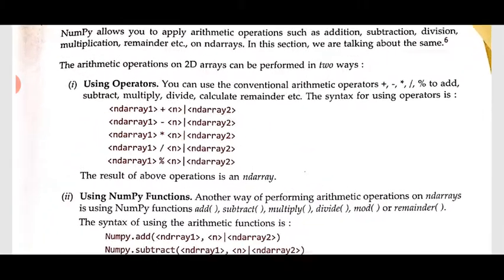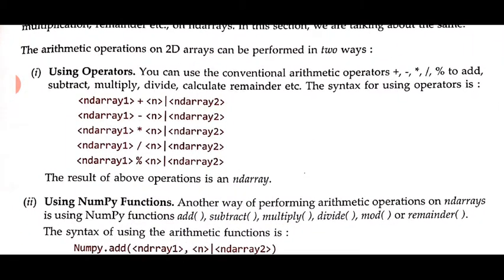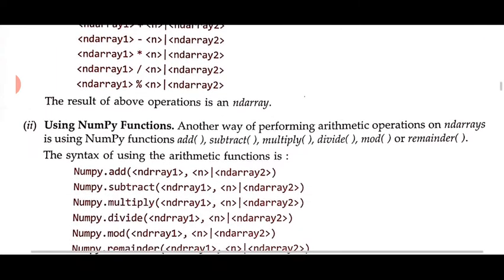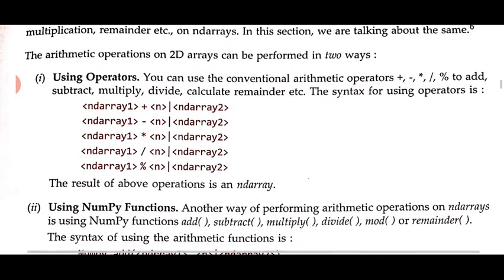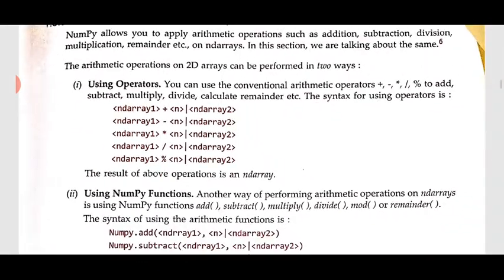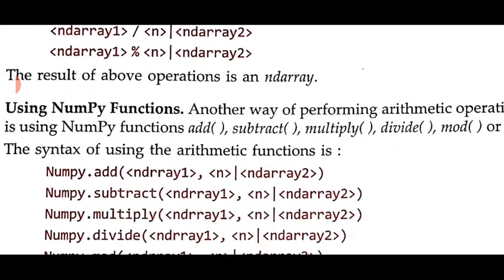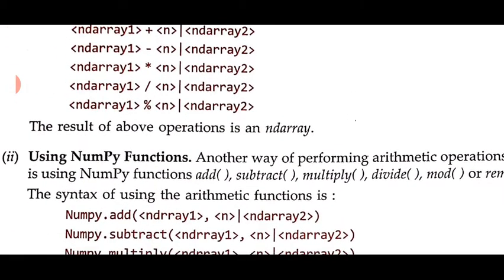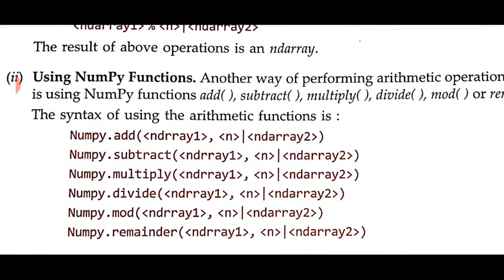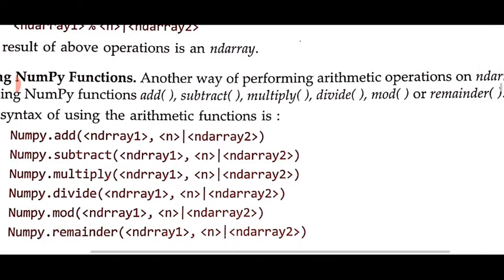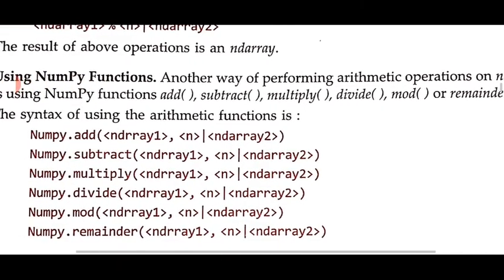We are all familiar with BODMAS: plus, minus, asterisk for multiply, forward slash for division, and modulo for remainder. Here also the percentage symbol is known as modulo, and there is also a double forward slash for division. There is a difference between modulo and forward slash division that we will see later. And the functions that we are using are add, subtract, multiply, divide, mod, or remainder. These are all the functions.